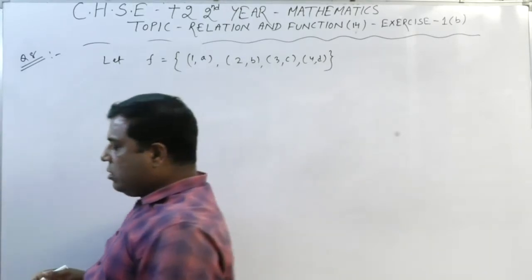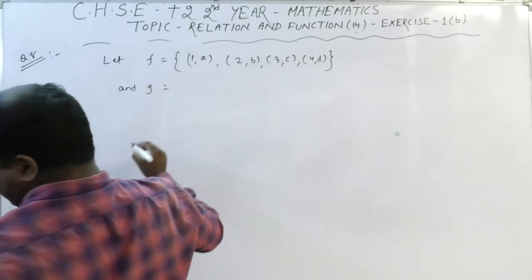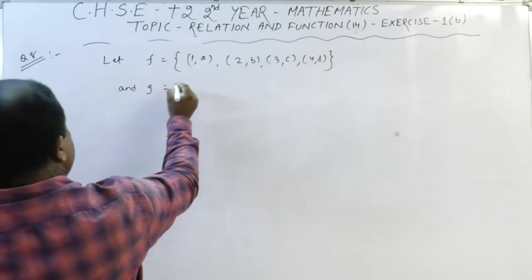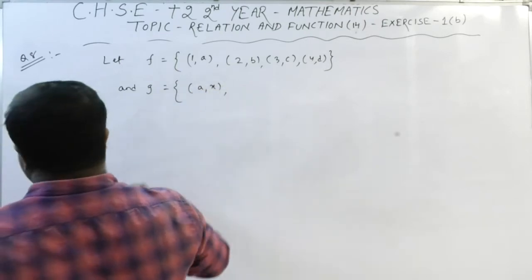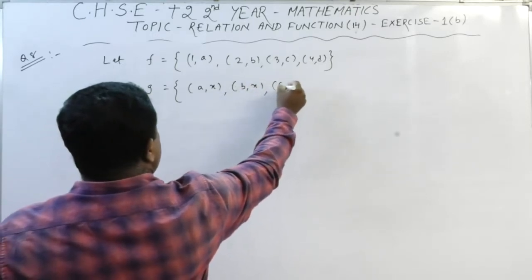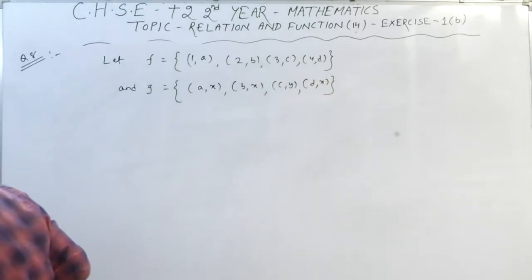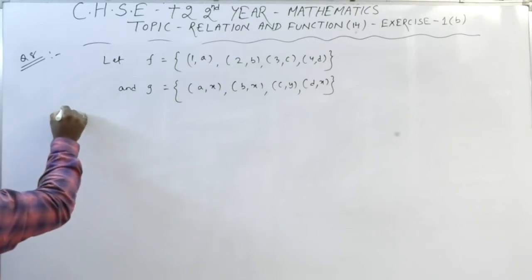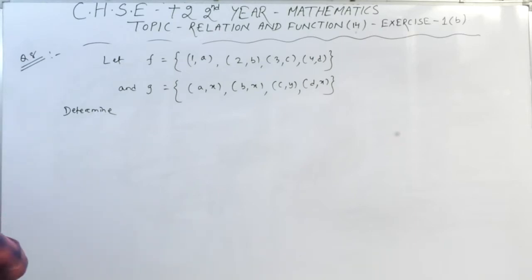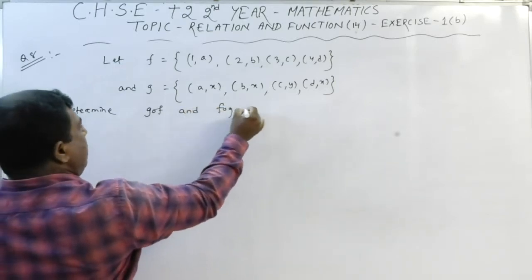And let g be the function defined like this: a is transforming to x, b is transforming to x, c is transforming to y, and d is transforming to x. Okay, so this is defined. Now we have to determine g of f and f of g, if possible.